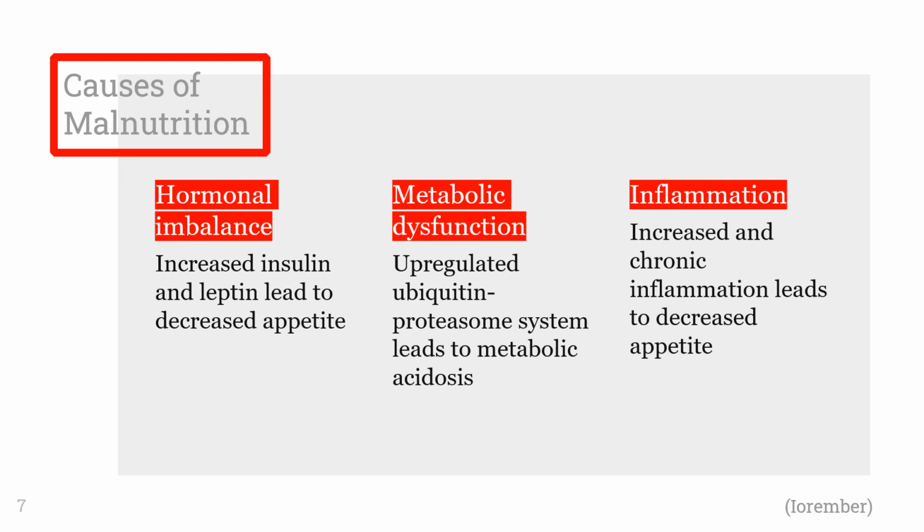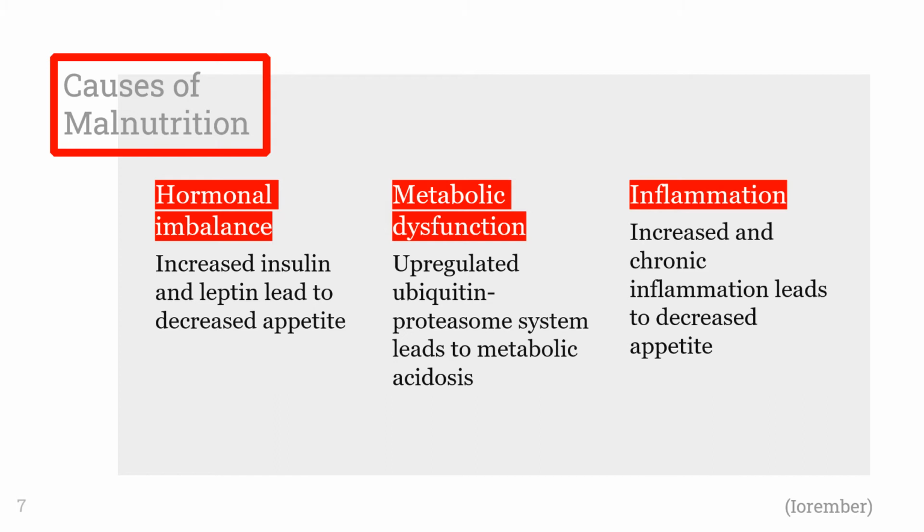These are some causes of malnutrition, specifically in people with chronic kidney disease. The first of these is hormonal imbalances. People with chronic kidney disease tend to have increased levels of insulin and leptin, and this leads to decreased appetites. So this is one of the main causes of malnutrition, suppressed appetite leading to lower food intake, which means lower nutrient intake.